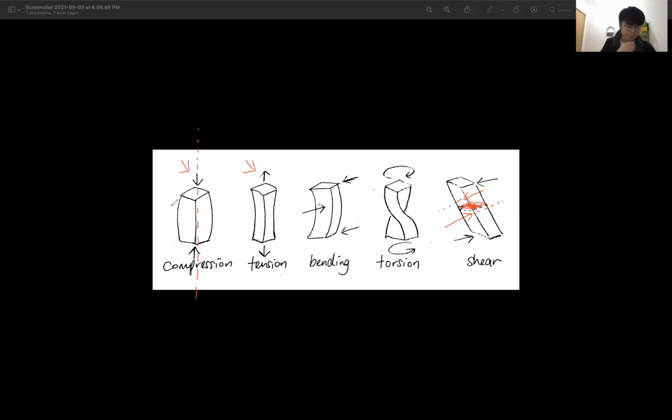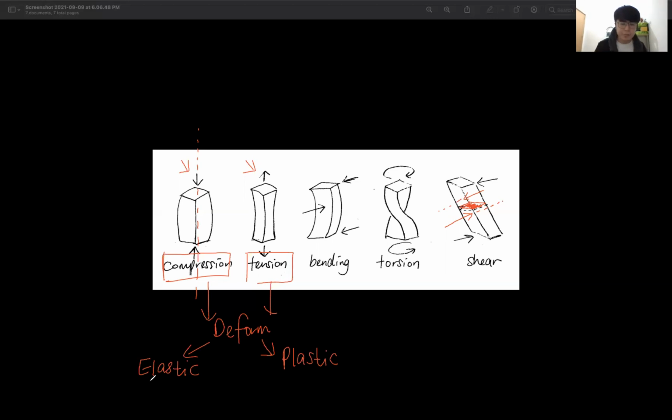Okay, now, there are two types of forces, right? So here our focus is tension and compression. Whenever force is applied, the object will deform. And there are two types of deformation. First is elastic. Second one is plastic. Elastic deformation and plastic deformation.